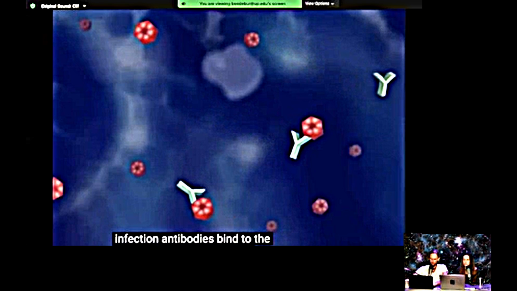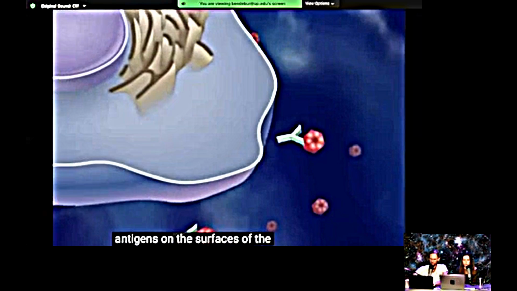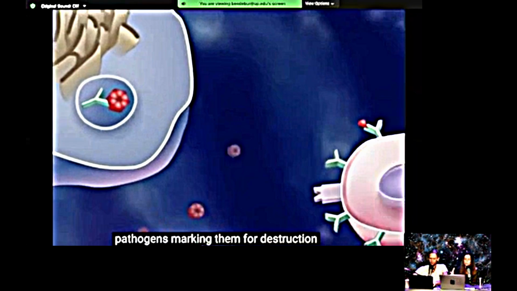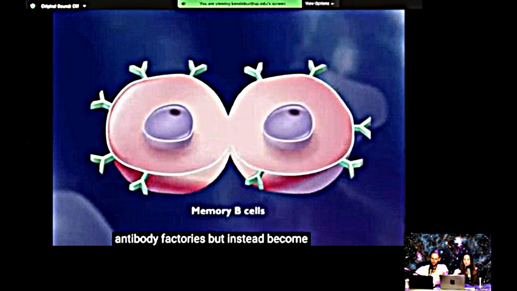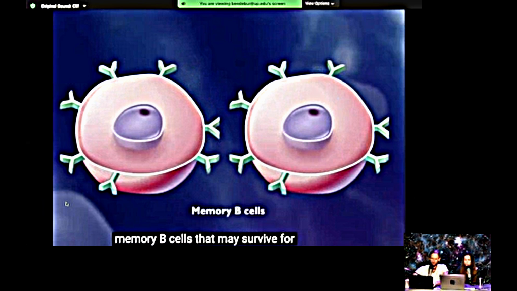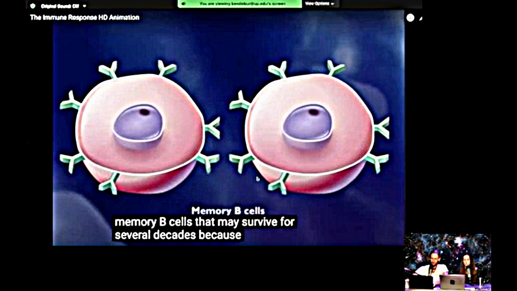And like we said, these antibodies are capable of binding to either toxins or pieces of bacteria. They get absorbed by these phagocytic cells. The phagocytic cells digest them and destroy them. And then you have these long-term B cells that persist.